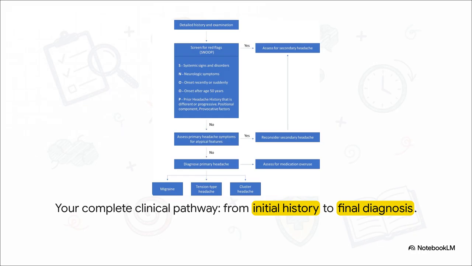Every patient starts at the top with that detailed history and exam. Then you hit your first, most critical decision point, screening for red flags with SNOOP. If you find any, if the answer is yes, you follow the path to the right and you start your workup for a secondary cause. If there are no red flags, a no, then you can safely proceed down the left path to figure out which primary headache it is, branching out to migraine, tension type, or cluster. This is your roadmap. Use it every single time.